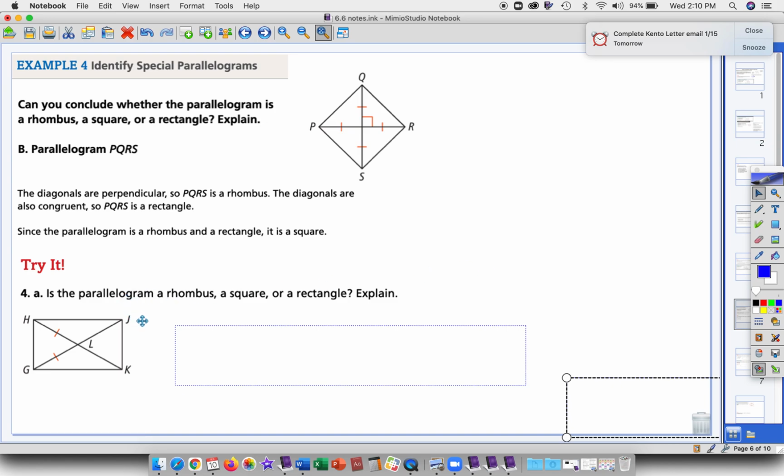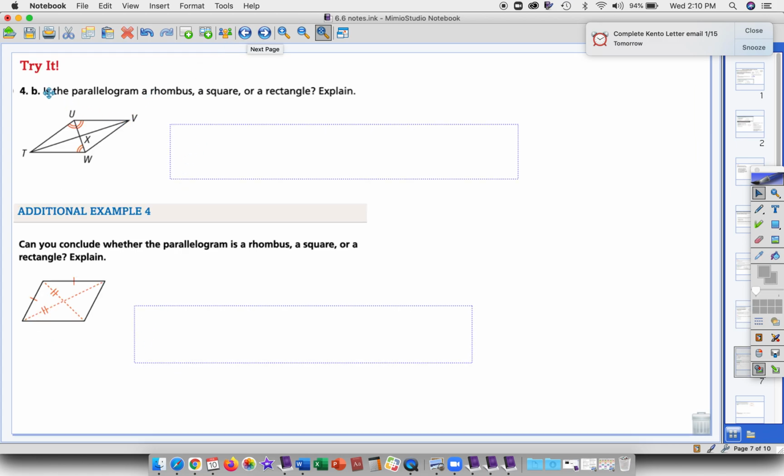Try it 4A. Is the parallelogram a rhombus, a square, or a rectangle? I'd like you to try this one, and then on the next one, also try it 4B and additional example 4. Then come back when you're done and we'll compare solutions.